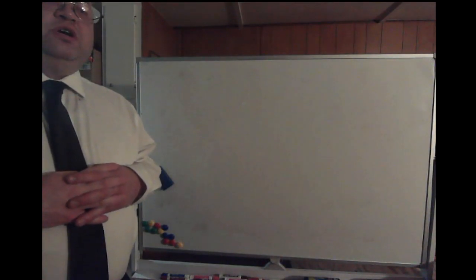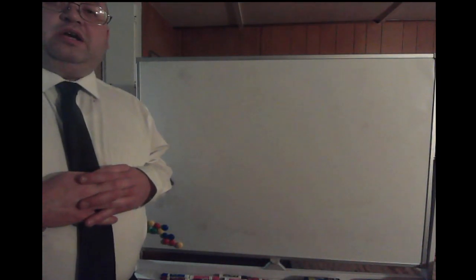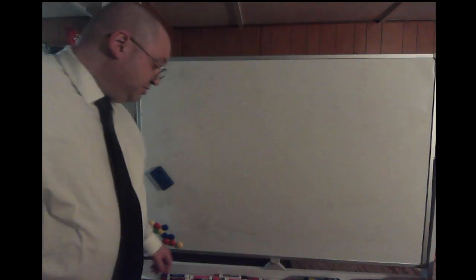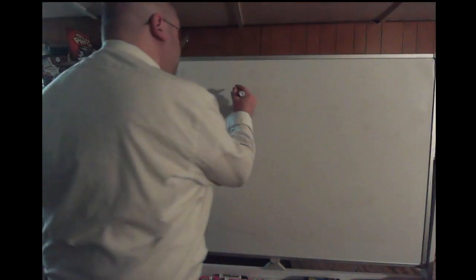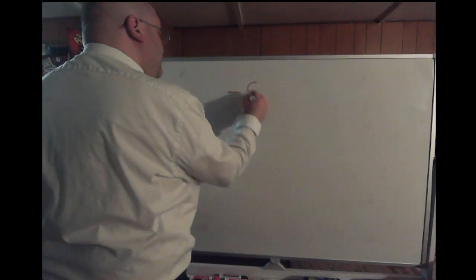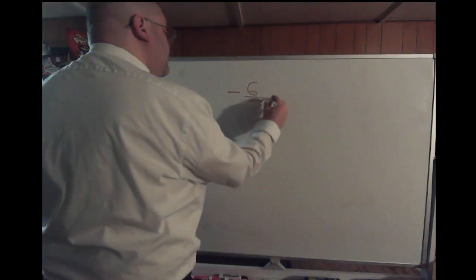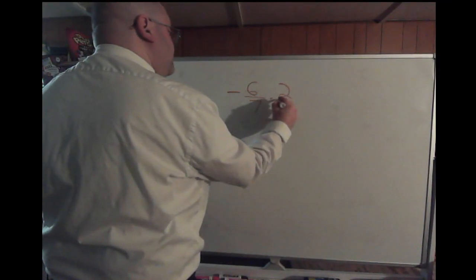Today we are going to talk about multiplying rational expressions. So we will have some fractions with variables in them, but let's start with just some regular fractions. Multiply some regular fractions here. So let's say we have negative 6 sevenths times 2 sevenths.